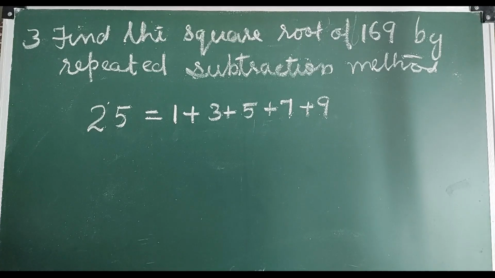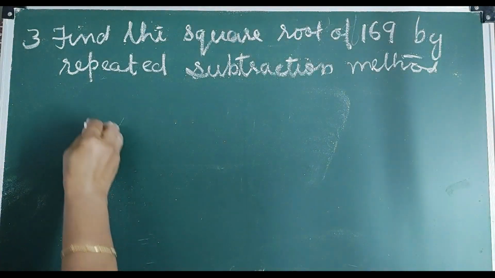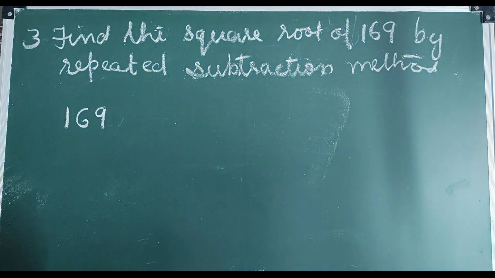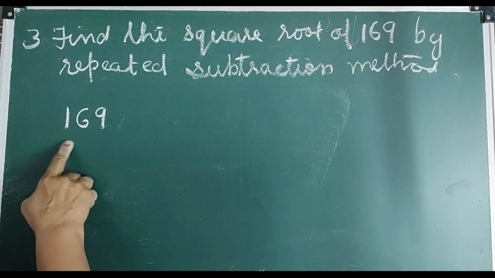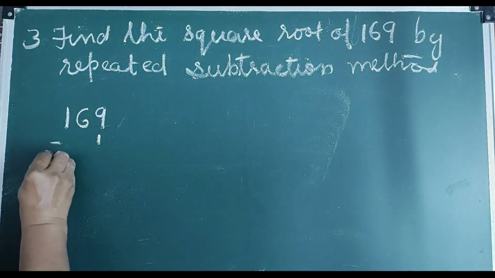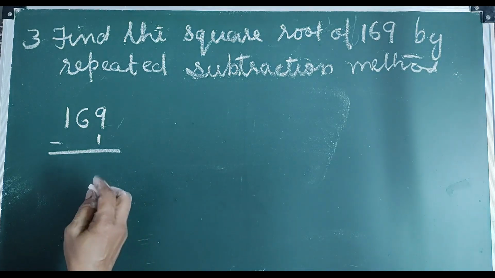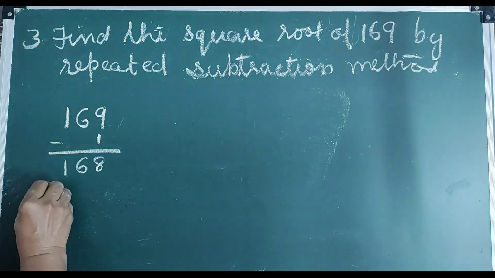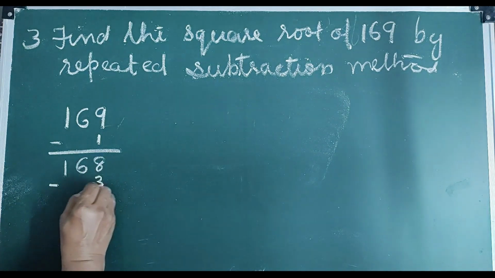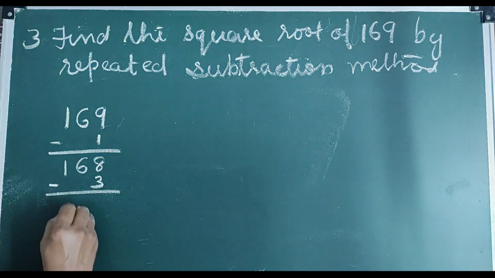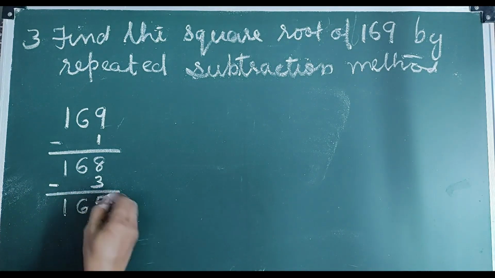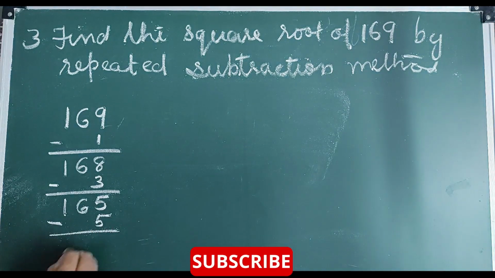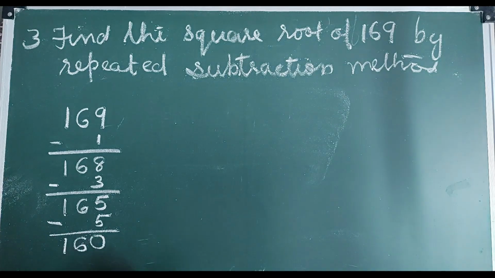So, the given number is 169. So, we will subtract the first odd number from 169, that is 1. So, 169 minus 1 equals 168. Now, the next odd number is 3. 168 minus 3 is 165. Next odd number is 5, that is 165 minus 5, that is equal to 160.